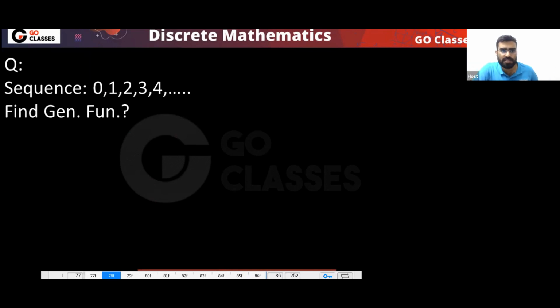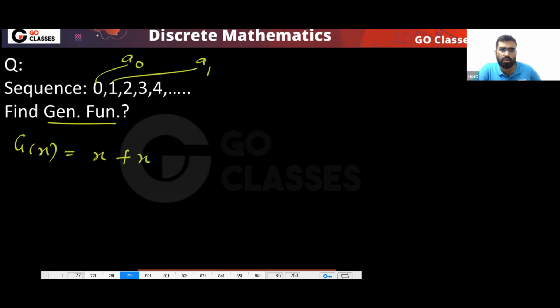So this is your sequence. A sequence is given to you: 0, 1, 2, 3, 4. So what is the generating function for this sequence? Very simple. The generating function for this sequence, remember, this is your A0, this is your A1. So finally that will be x plus 2x square plus 3x cube plus 4x power 4 and so on. Is this in the desired format?